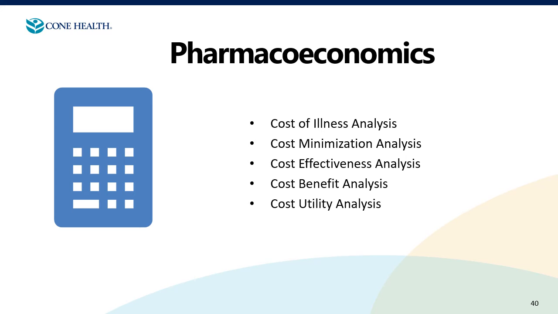Second, we have cost minimization analysis. This is an analysis that you can do when you assume that 2 different treatments are equally as efficacious as each other. In this way, what we do is we assign costs to the treatments and essentially assess which one is cheaper, knowing that they are going to produce the same effect.